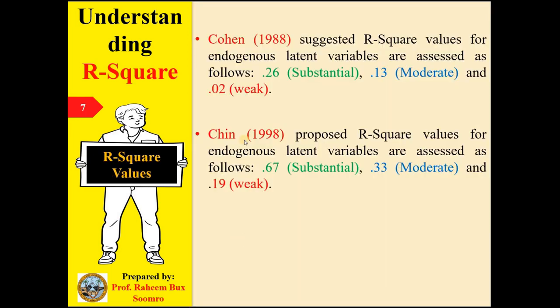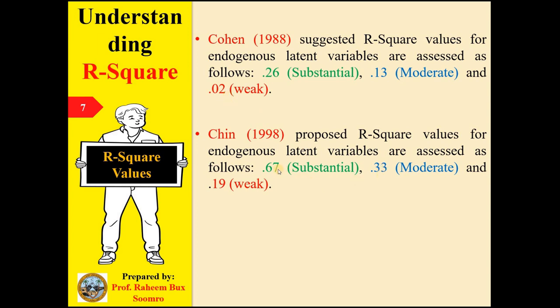If you talk about the values, Cohen suggests that R square values of 0.26 are substantial, 0.13 moderate, and 0.02 weak. Although the variance is shared by all the independent variables, if the value is less than 0.02, it means there is no contribution of the independent variables to the dependent variable.